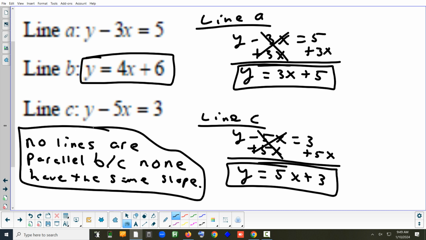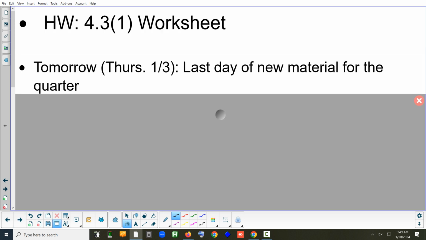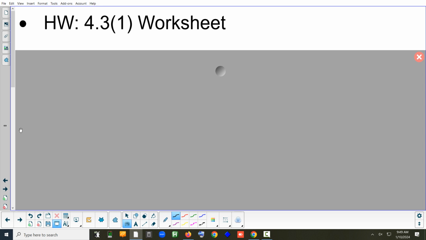So that's finding equations of parallel lines. Tomorrow we're going to do the same kind of thing, except it's going to be perpendicular. The difficulty of tomorrow is about the same as today. Just a reminder, homework is the 4.3 part 1 worksheet. We have our last regular test of the term on Friday, and we'll have our midterm the following week. I'm not counting it as a midterm in this class. It's going to count as a regular test, so it's not going to be worth as many points.